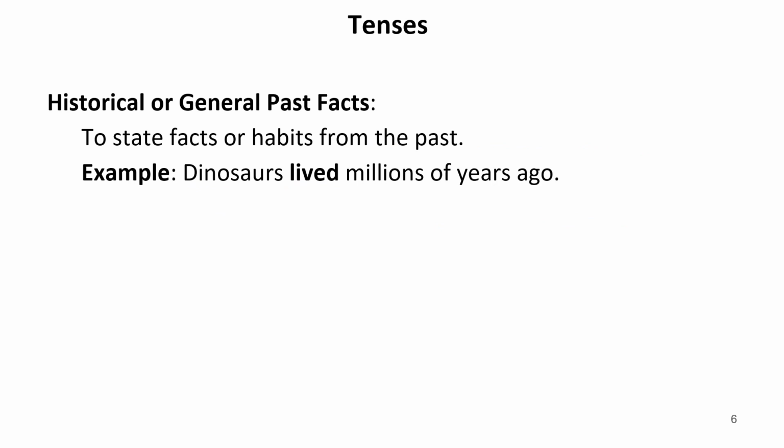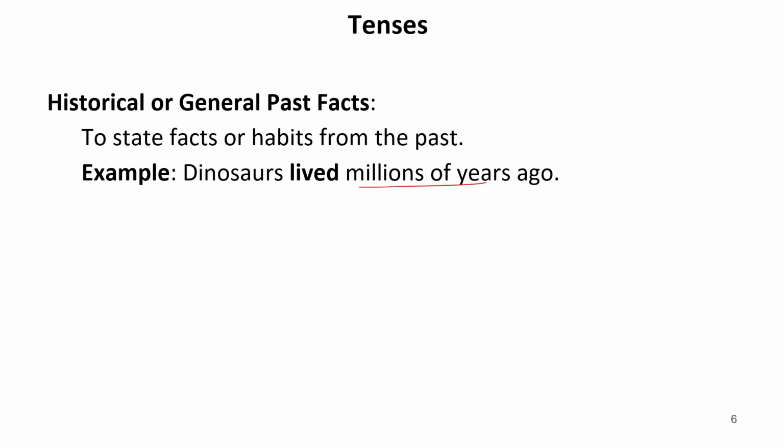When we know some historical facts, some general past facts or historical events that have already taken place, they should also be written in past indefinite tense. For example, dinosaurs lived millions of years ago. We know well that dinosaurs are not living on Earth right now. They used to live on the Earth many years ago, billions of years ago. So it should be written in past indefinite tense.